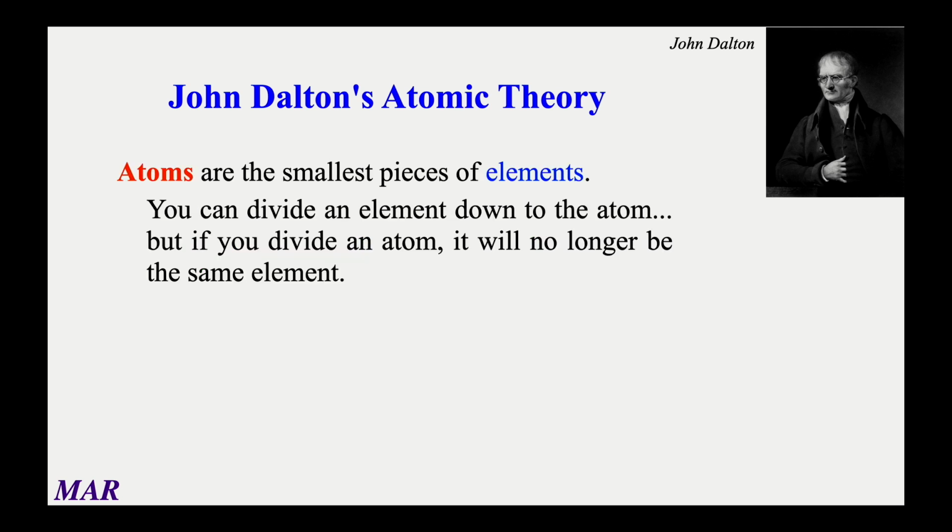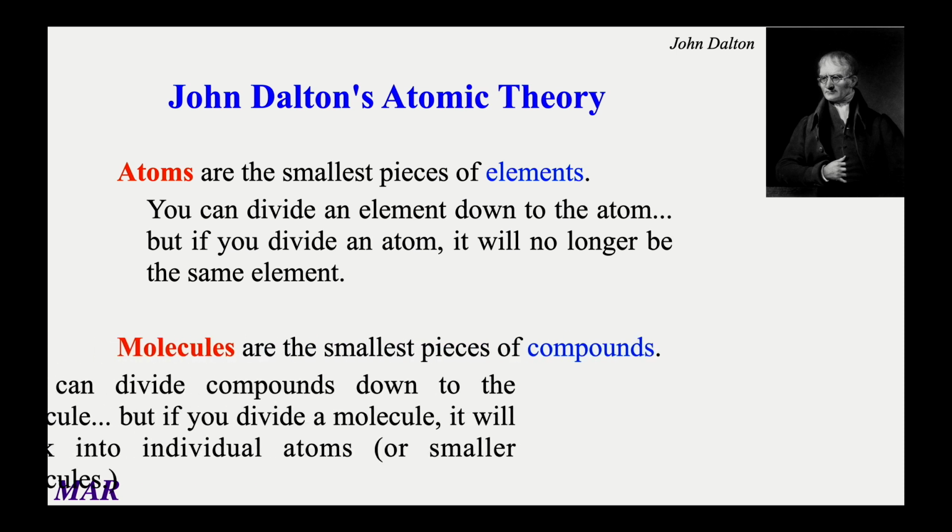Atoms are the smallest pieces of the elements. So if you have a bunch of gold and you cut it in half, you're still going to have gold. Cut that in half, still going to have gold. Cut. Finally, you're going to get down to the atom. And if you cut that atom, and it is possible, although it's not easy, it's no longer going to be gold. It's going to be something else. So we consider the atom to be the smallest part of any element.